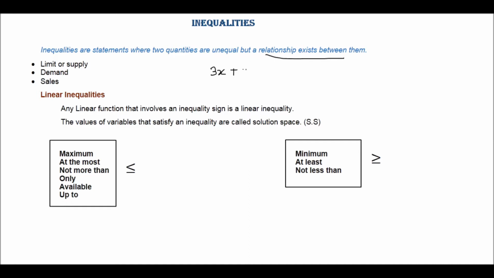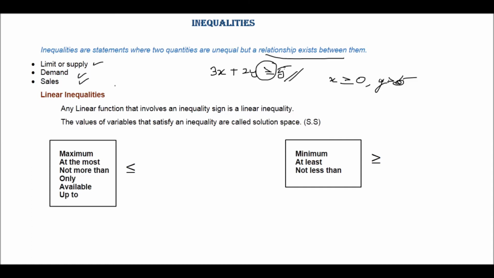Suppose we have 3x plus 2y is greater than or equal to 5. Like this, it does not mean an equation, it is an inequality. x greater than or equal to 0, y greater than or equal to 0, and so on are inequalities. In this chapter we are going to learn how to make decisions like that. The examples below are limits of supply, demand, and sales. It deals with inequalities.